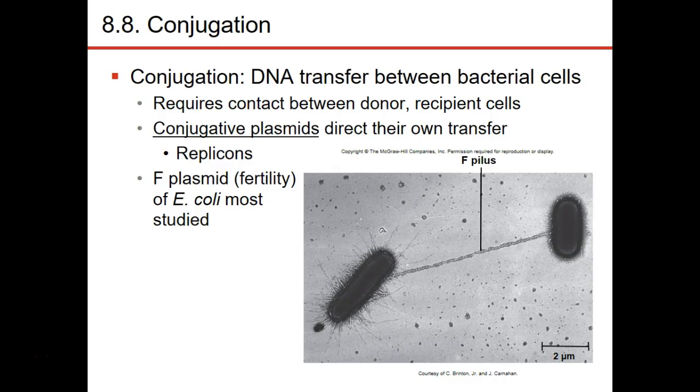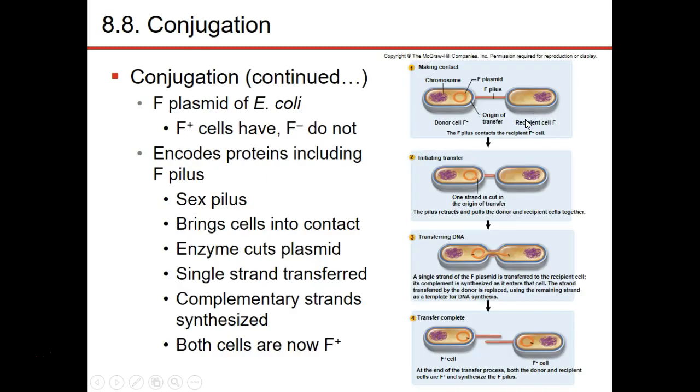And then we have conjugation. Conjugation is the transfer of DNA between two bacterial cells by use of a sex pilus. And so the sex pilus is produced by whichever cell has what we call a fertility factor. E. coli are the most well-studied. E. coli are, I think, the favorite bacteria of most microbiologists.